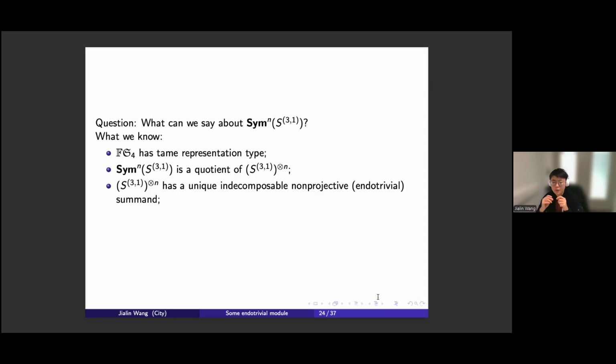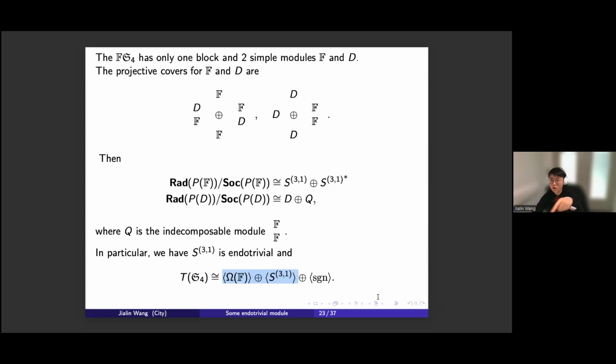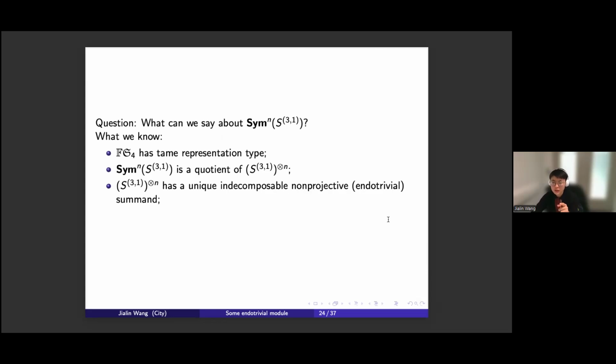And if I want to say more about it, this S31 has its union serial. It's 1D on the top and 1F on the bottom. And for this special biserial algebra, you can use words to describe the string modules that appear. So in fact, all the non-projective indecomposable summands appear in the nth symmetric power of S31.